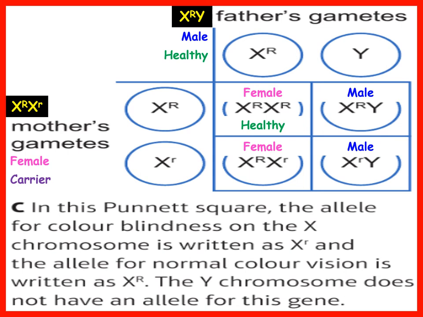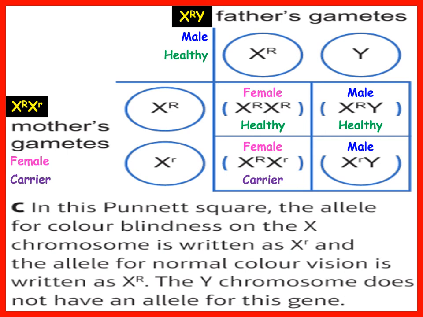In the next one, we've got XY, so that's a male. And the X contains the R allele, so this is healthy. Then we've got female, which is capital R, lowercase r. So in this case, this is a carrier because they are carrying the colorblindness allele, which they can then pass on to their offspring. However, they're not going to express the colorblindness because they've got a healthy allele, which is the capital R, which they inherited from one of their parents.